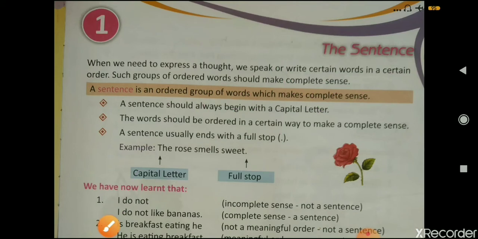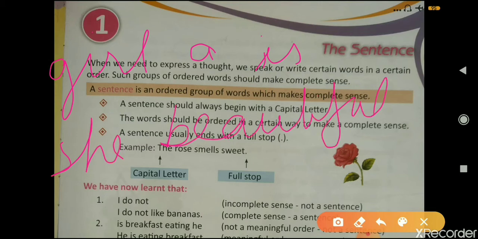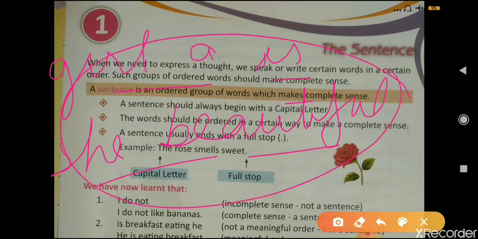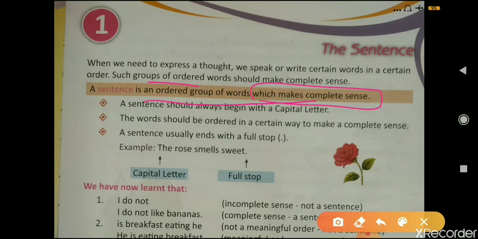But I have written all these words in a certain order, means I cannot write these words as girl, a, is, she, beautiful. Now these words do not give any sense. Girl, is she beautiful? From here I cannot draw any sense. So these words should be in a certain order, and these ordered group of words which makes complete sense, that is known as a sentence.